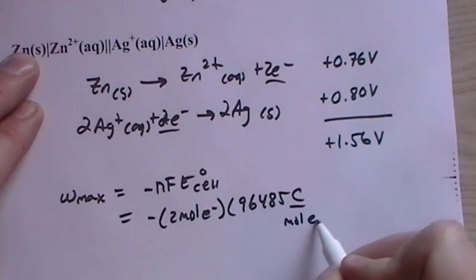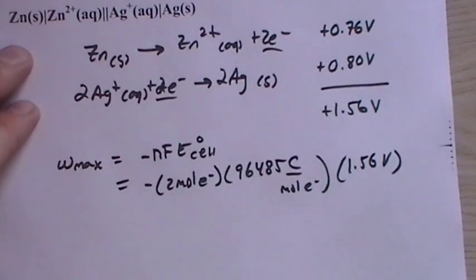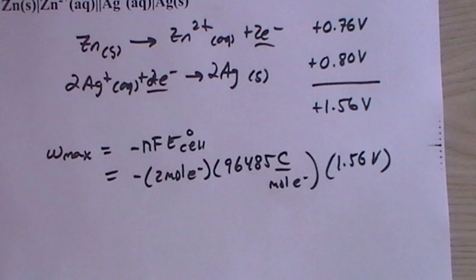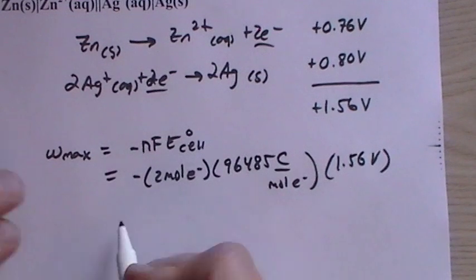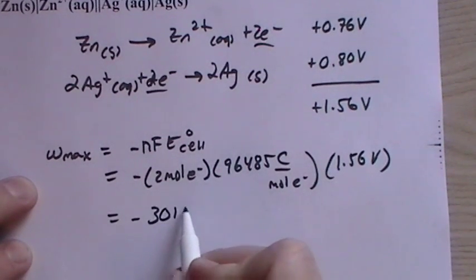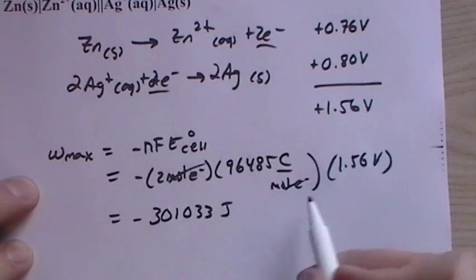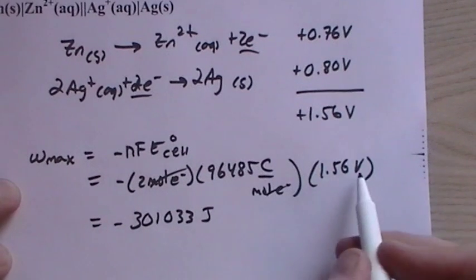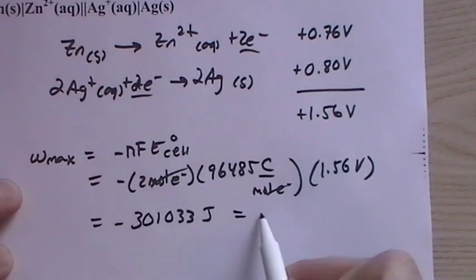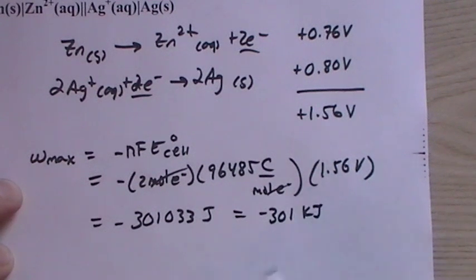So we have moles of electrons here, and then we put in the voltage, the E cell. So this is 2 times 96485 times 1.56. So this comes out to be minus 3. I'll just write the whole thing out. The moles of electrons cancel. Coulombs times volts gives us joules. So you can see that we really want to change it over to minus 301 kilojoules.